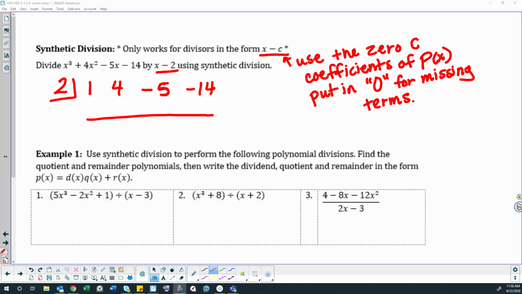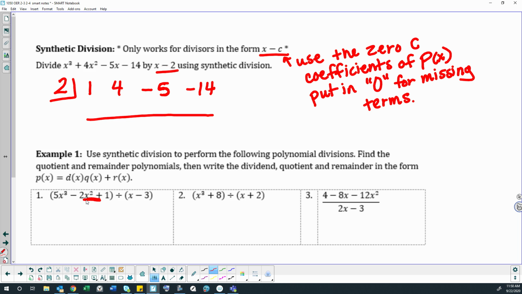But to simplify it, we're going to leave the variables out. So we put the 2 over here in a box. That's our divisor, but we're using the opposite of the factor, so it's the 0. And then we do the coefficients, 1, 4, negative 5, negative 14. And if we were missing any terms, like if we had an x cubed plus x plus 0 plus something, and it was missing our x squared, then we would have to put a 0 in for that coefficient. I'm sure we'll see examples of that later. In fact, I see one right here that we'll get to look at later.